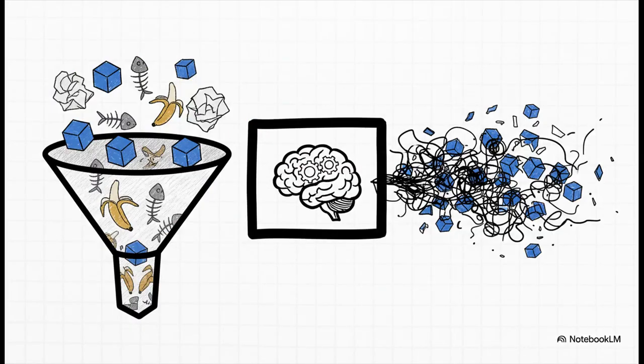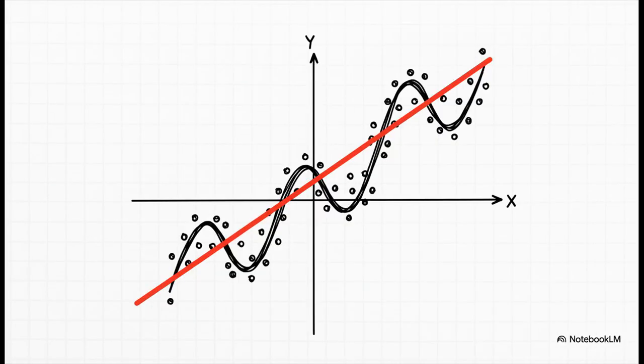Let's kick things off with the most fundamental challenge there is, your data. I mean, if your training data is a mess, full of errors, weird outliers, or missing values, your model's performance is just going to tank. It's that classic old-school programming principle. Garbage in, garbage out.